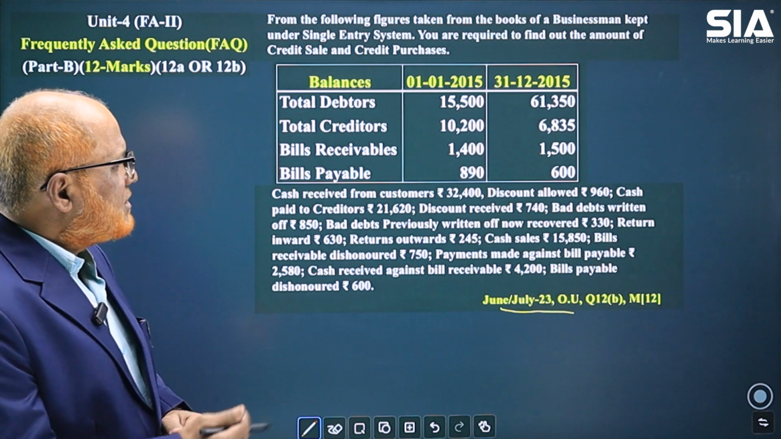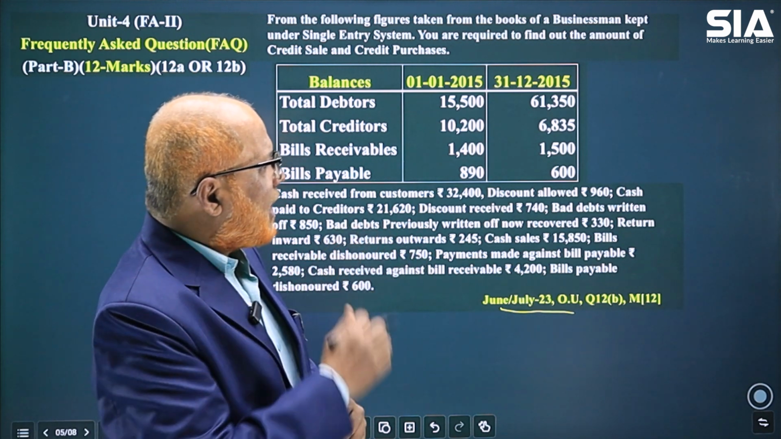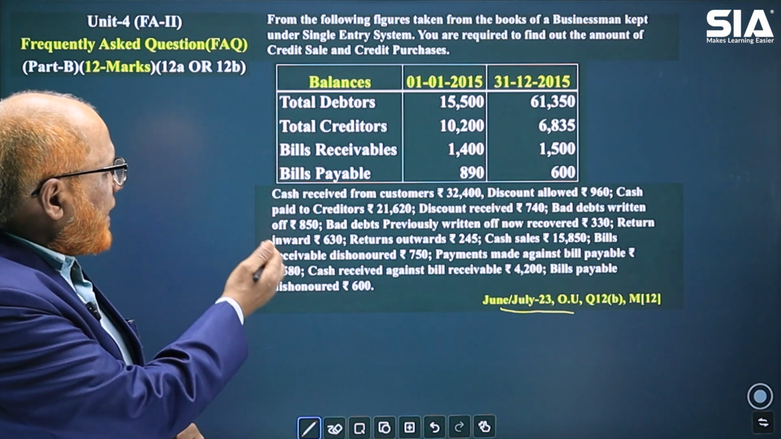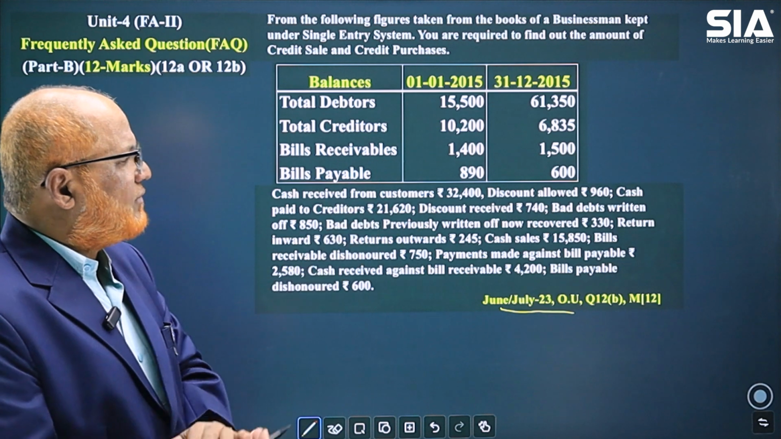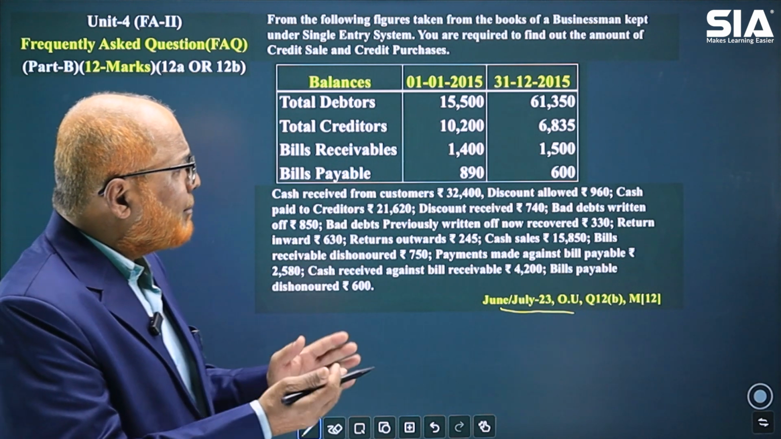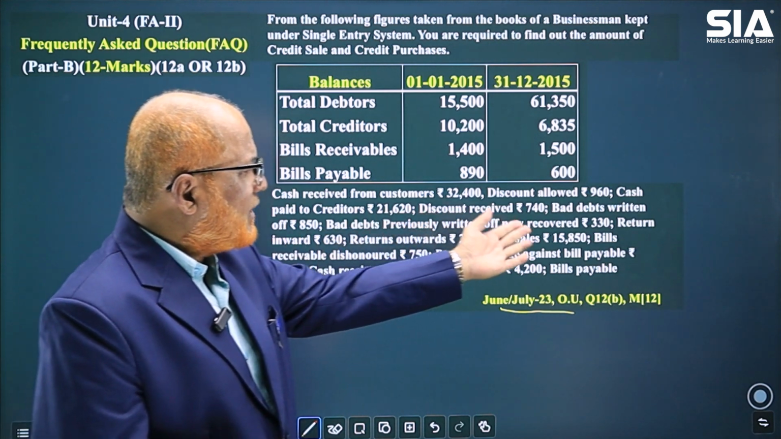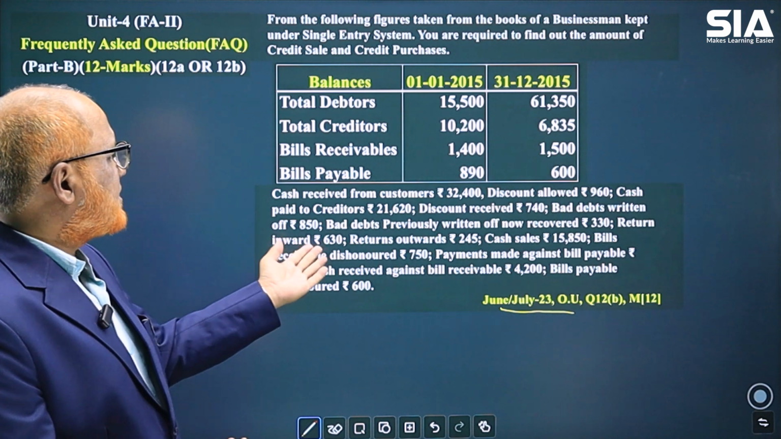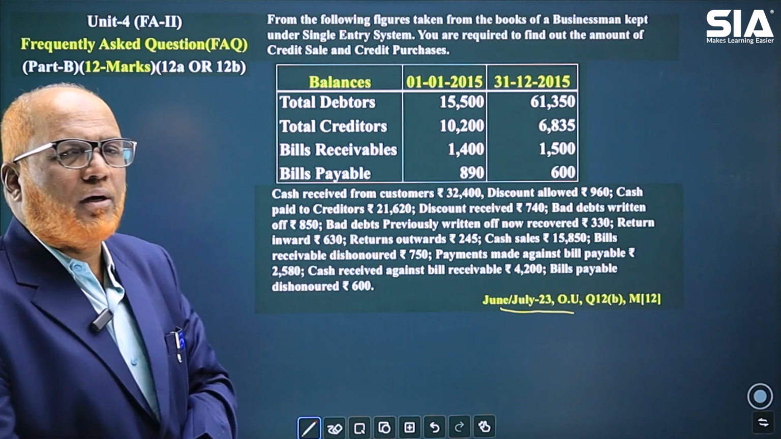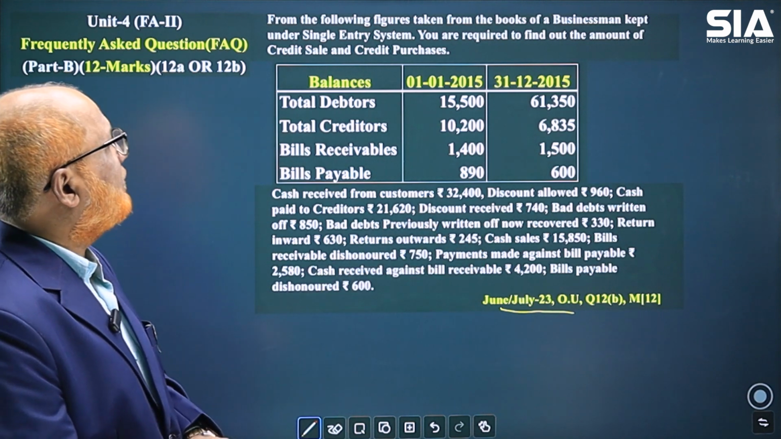Now cash received from customers 32,400, discount allowed 960, cash paid to creditors 21,620, discount received 740, bad debts written off 850, bad debts previously written off now recovered 330, return inward 630, return outward 245, cash sales 15,850.